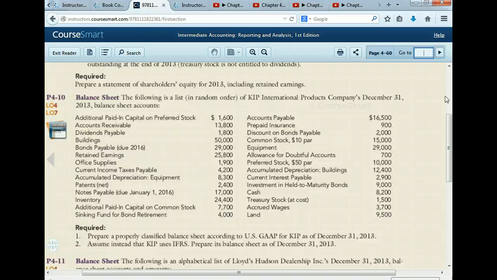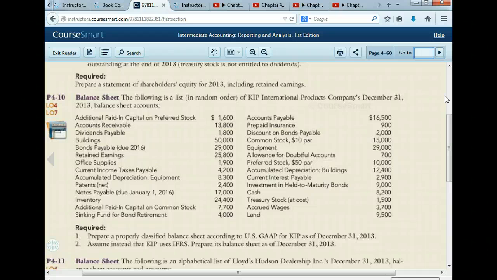Office supplies, current assets. Current income taxes payable, current liabilities. Accumulated depreciation equipment, PP&E. Patents, other intangibles. Notes payable, long-term. Inventory, assets. Additional paid-in capital, always contributed capital.